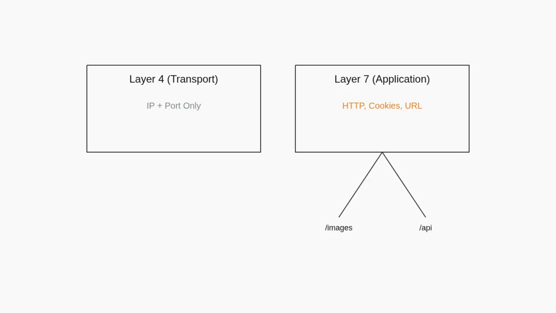For example, you could send all requests for images to a dedicated image server cluster, while sending API calls to a different group of servers. Layer 7 is more resource intensive for the load balancer, but it offers the granular control needed for complex microservices architectures. A load balancer is only useful if it knows which servers are actually working.